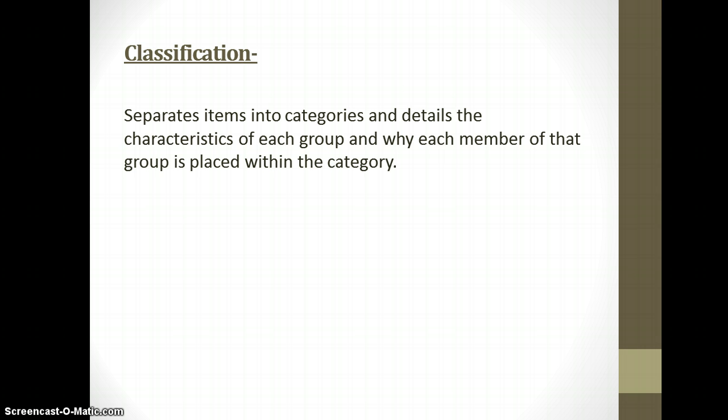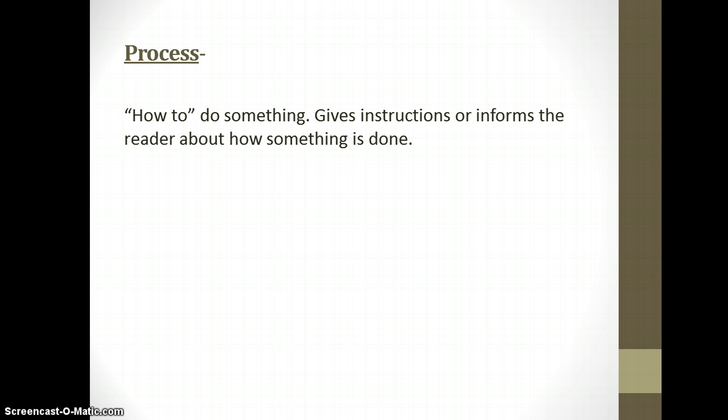Classification separates items into categories and details the characteristics of each group, why each member of that group is placed within the category. So I might have a group of students, and then I might have to further classify why I put each student into that group. Process organization is a how-to paper. It gives instructions or informs the reader how something is done.